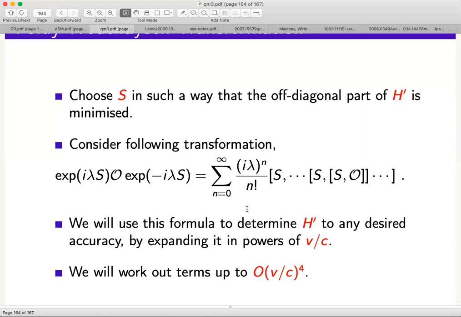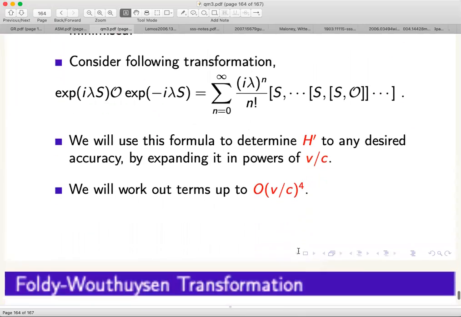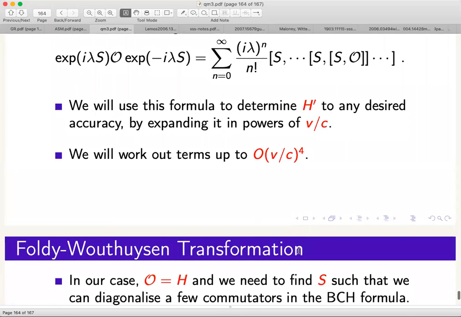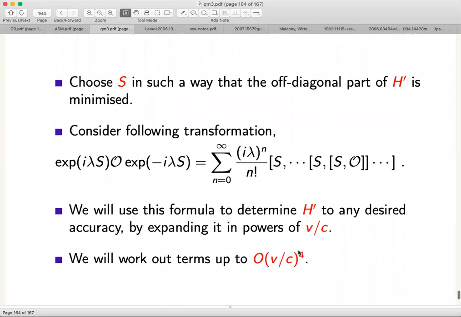Fine. So we'll use this formula to determine H prime to any desired accuracy, whatever power of v by c you are interested in. We'll work it out up to order v by c to the 4. That is what we will do. But right now I'll probably stop here and we'll pick it up from this point in the next class.